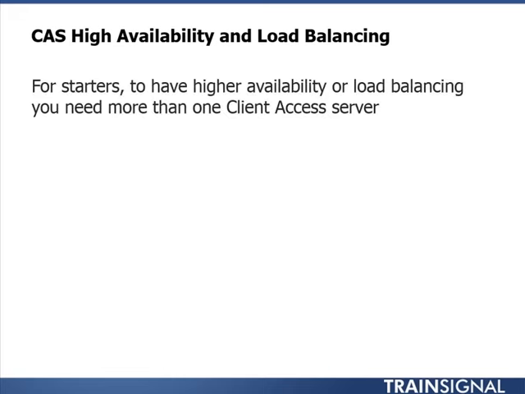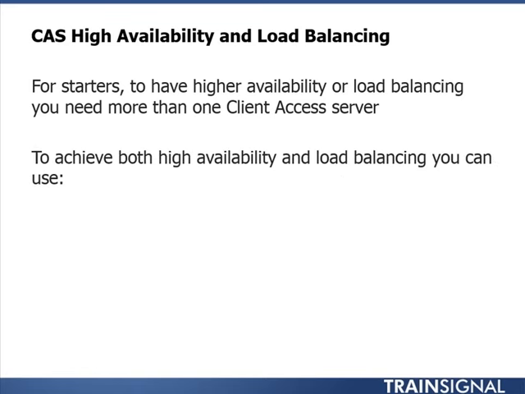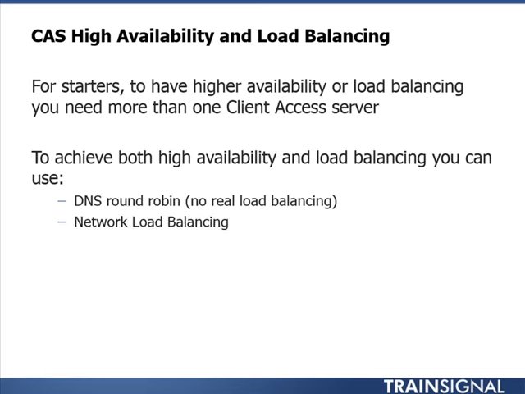For starters, to have higher availability or load balancing, you need more than one client access server. That's a given. To achieve both high availability and load balancing, you can use DNS round robin, although as we'll talk about in a moment, this is not really load balancing. You can use network load balancing. Windows Network Load Balancing is a free tool that's built right into your Windows server that you can utilize in order to provide for high availability and load balancing of your CAS. And then you can go with a hardware or a virtual load balancing solution. So let's start at the top.